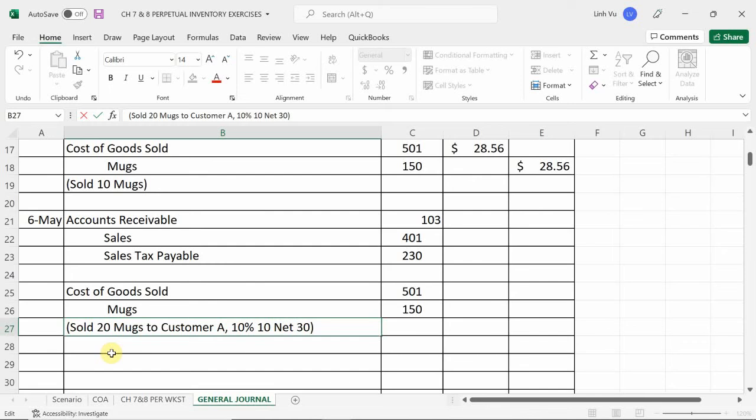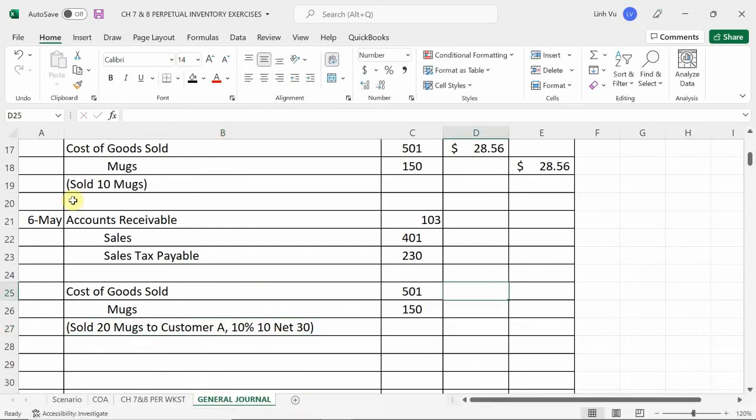So that means 10 days from now is going to be the 16th. If they can pay me within the 16th, then I will grant them their 10% discount. But if they do not pay me within the 16th, they have until the 5th of June to pay me, right? 30 days. There's 31 days in May, so they have till June 5th to pay me. Okay? So let's go ahead and calculate this.